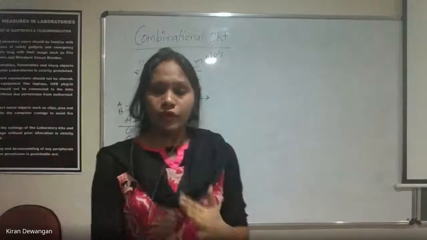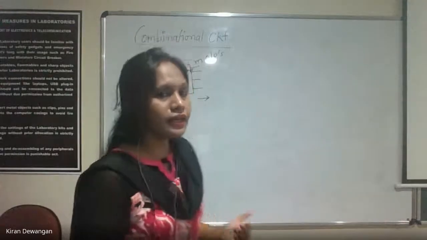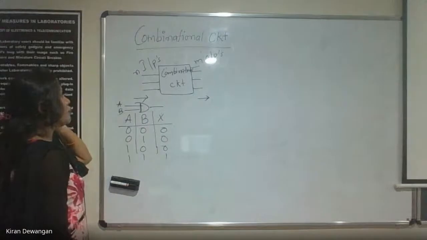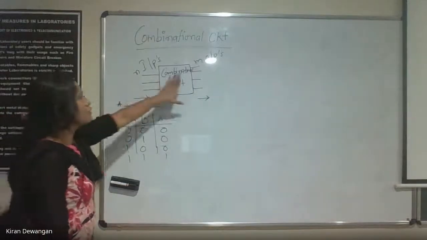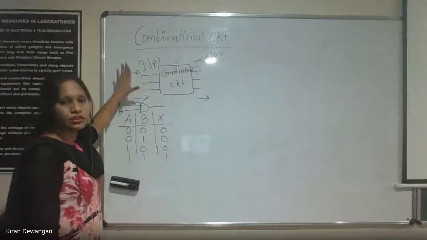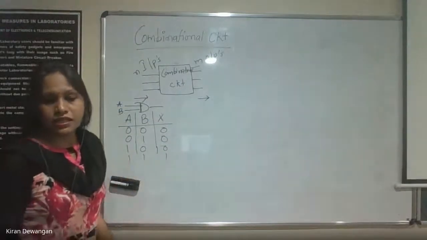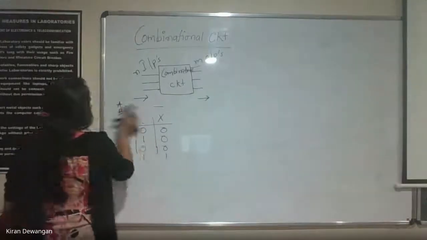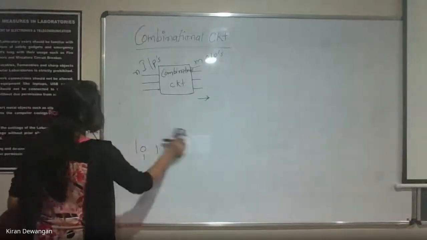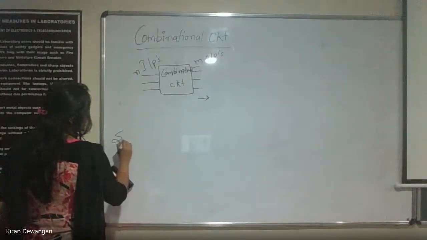The number of inputs varies. That is, it depends on what kind of combinational circuit we are designing. Depending on that, the number of inputs varies, and these m outputs will depend on the input combinations. Is that clear? This is a simple combinational circuit. Now we have another circuit which is known as a sequential circuit.